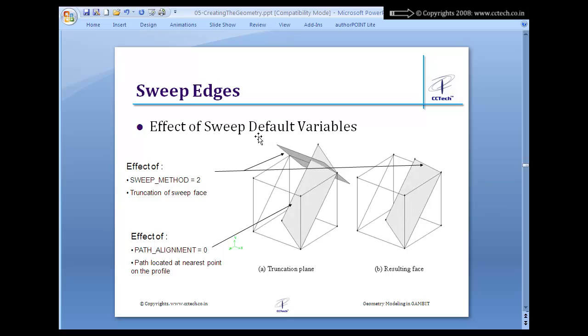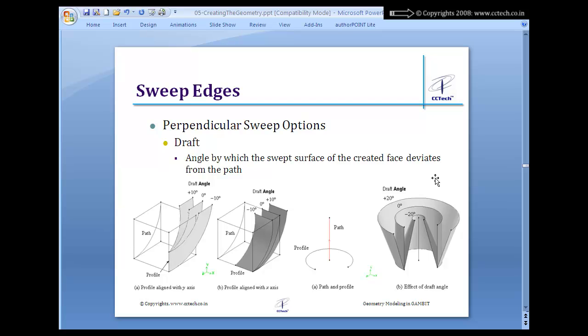So this is again the effect of the truncation plane. It truncates the plane. If the sweep method is 2, it creates the truncation plane and truncates the face by using the truncation plane. These are different options in perpendicular sweep. One is draft and the other is twist.